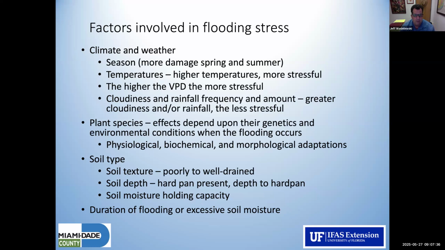So let's break it down. Climate and weather. Season, more damage in spring and summer. Temperatures, higher temperatures, more stressful. The higher the VPD, the more stressful. Cloudiness and rainfall frequency. Okay, so that's climate and weather. Now plant species. We're going to look at a list later that shows you fruit trees that are more tolerant, less tolerant, and kind of in the middle. So the effects depend on the genetics and environmental conditions.